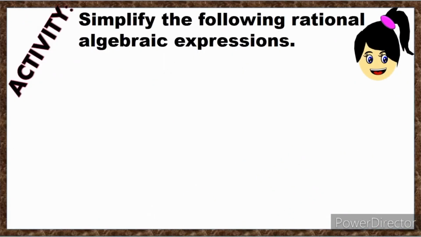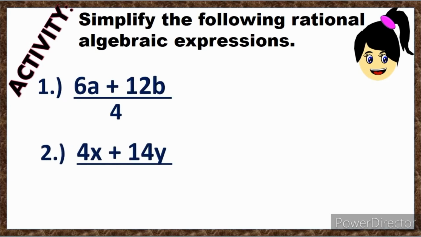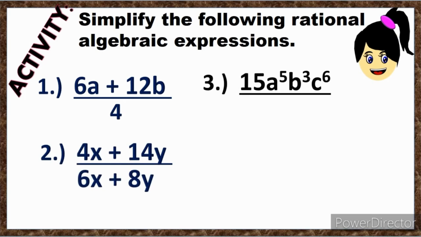Okay, so that is how to simplify rational algebraic expressions. Now I think you're ready for the activity. We're going to simplify the following rational algebraic expressions. Number 1, 6a plus 12b over 4. Number 2, 4x plus 14y all over 6x plus 8y.